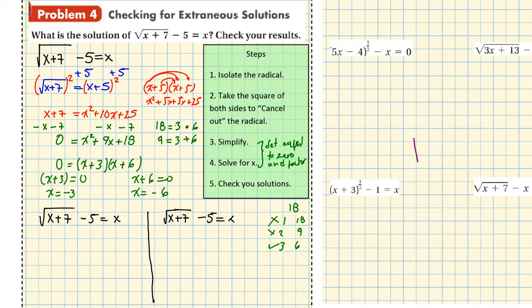So we're going to plug in -3 and -6. Let's start with -3. On the -3 side, we're going to have the square root of -3 plus 7, minus 5, is equal to -3. Our goal is not to move anything, but to simplify the left-hand side, and it has to match the right-hand side. We're going to get the square root of 4 minus 5.